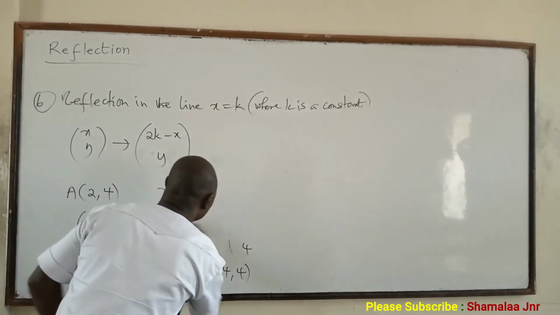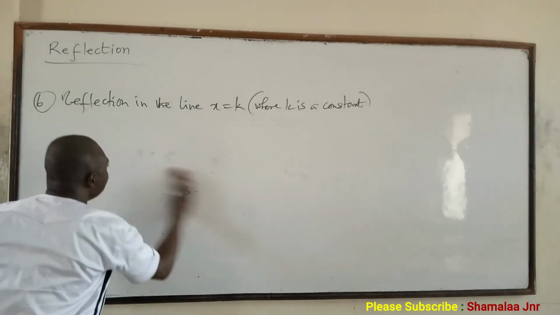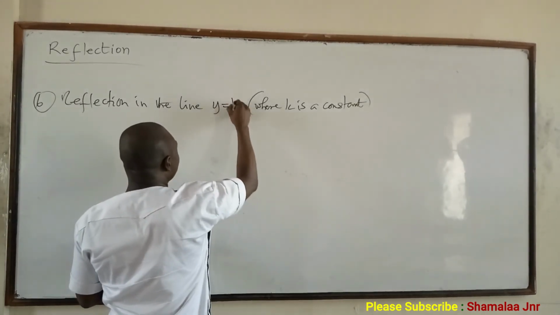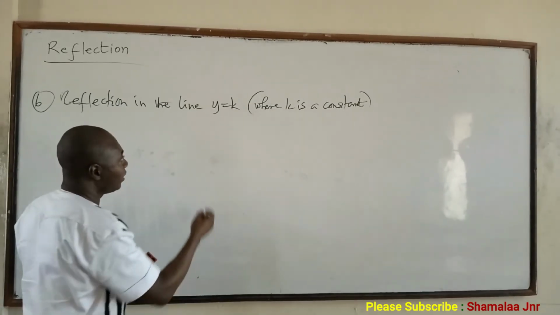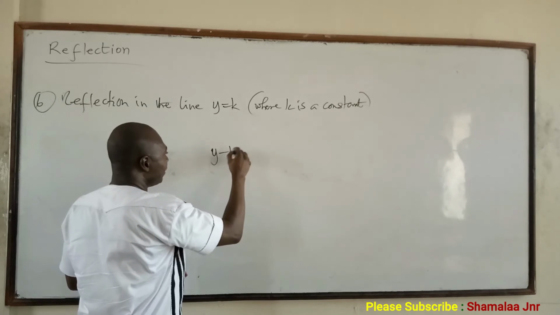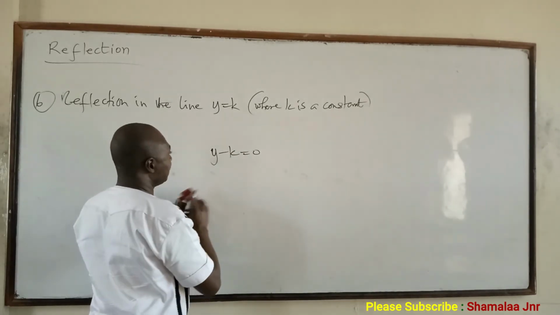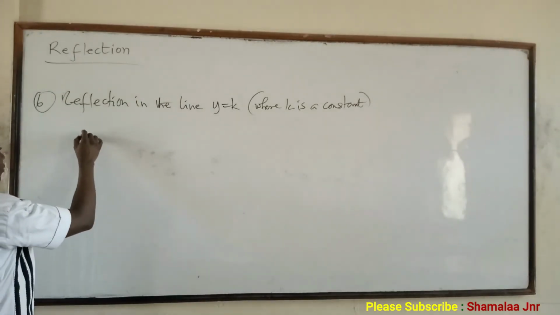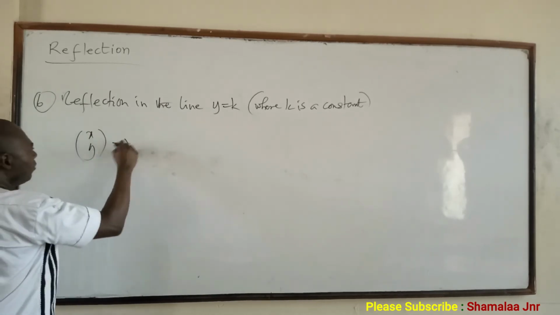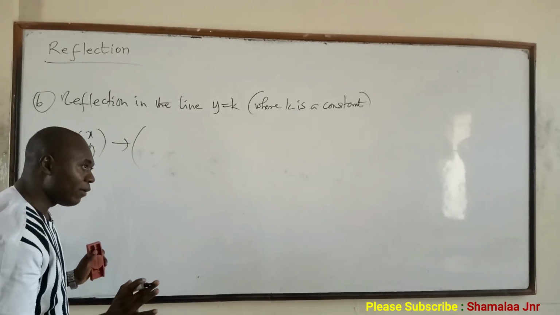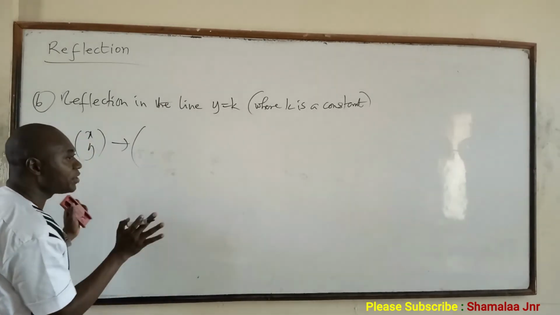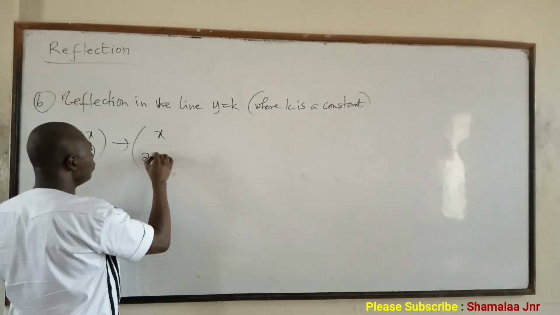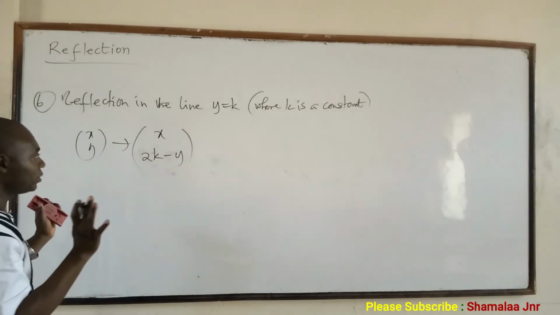Reflection in the line y equal to k. Yes, these are the main types. Reflection in the line y equal to k, where k is a constant. And this one, you can also see as reflection in the line y minus k equal to 0. So let's look at it. Now, because it's a reflection in the line y equal to k, you have (x, y), the formula is this: mapped onto, it's a reflection in the line y equal to k. They are not mentioning this, so x has to remain unchanged, and then this one is 2k minus y. You have to take note of this.